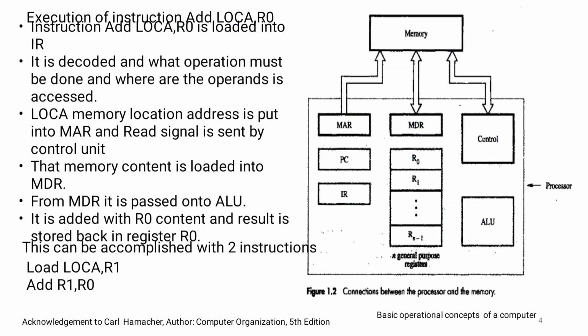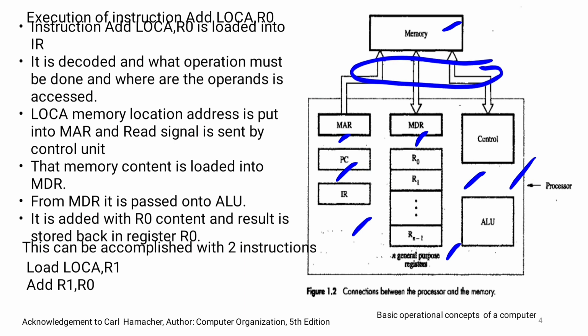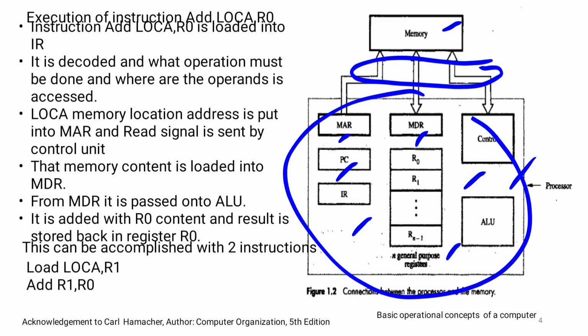Here one thing to be noted is that different parts of the processor are shown but the interconnection is not shown, but all the parts will be interconnected with connecting lines called the internal processor bus. This processor is connected to memory through the external memory bus, but internally all the parts are connected through the internal processor bus.